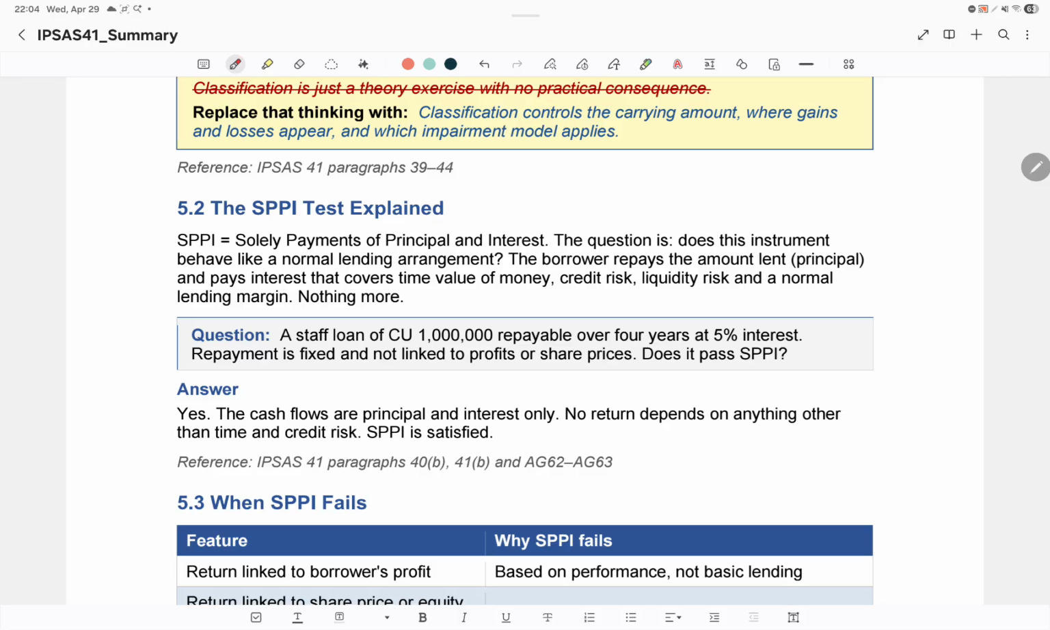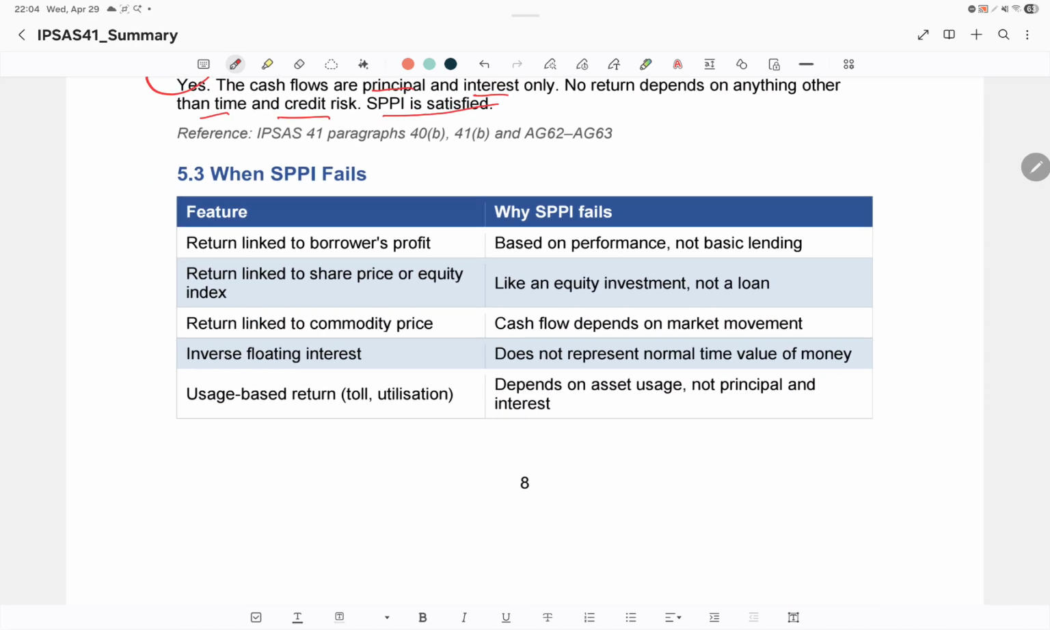A staff loan of currency unit 1 million, repayable over 4 years, 5% interest, repayment is fixed, not linked to profit or share price. Does it pass SPPI? Yes. Because what the giver of this loan is getting is cash flows that are principal and interest only. No return depends on anything other than time and credit risk. So the SPPI test is satisfied.